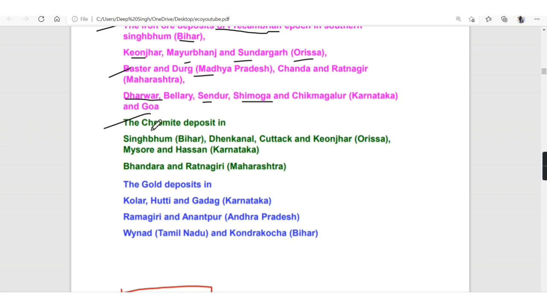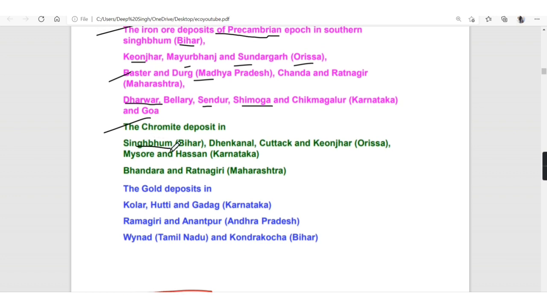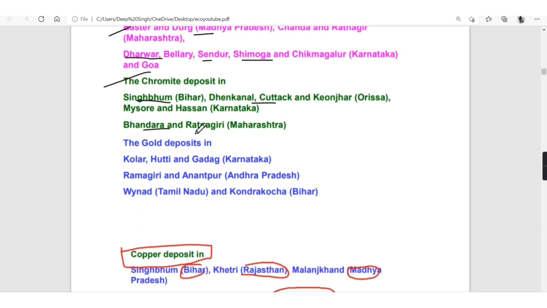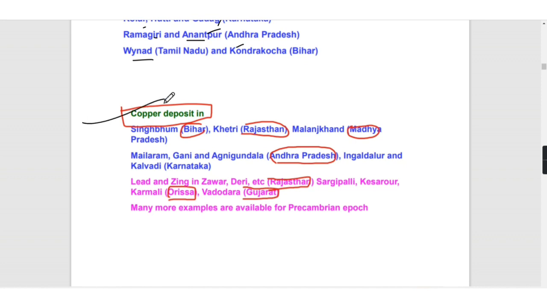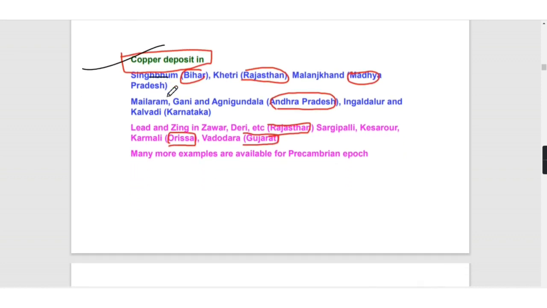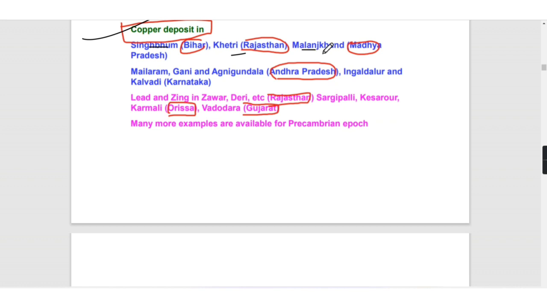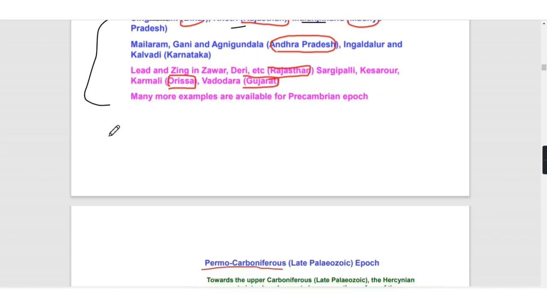And the chromite deposits also formed in the Precambrian. These are Singhbhum, Cuttack, Keonjhar, Bhandara and Ratnagiri. See, about the gold deposits, they are present in Kolar, Hatti, Gadag in Karnataka, Ramagiri, Anandpur in Andhra Pradesh. Okay, so places are written along with that. Wynad in Tamil Nadu. And copper deposits, these are Singhbhum, Bihar, Khetri, Malanjkhand. So these are just examples of copper deposits in India. You have to remember this. And these are examples of the Precambrian epoch.